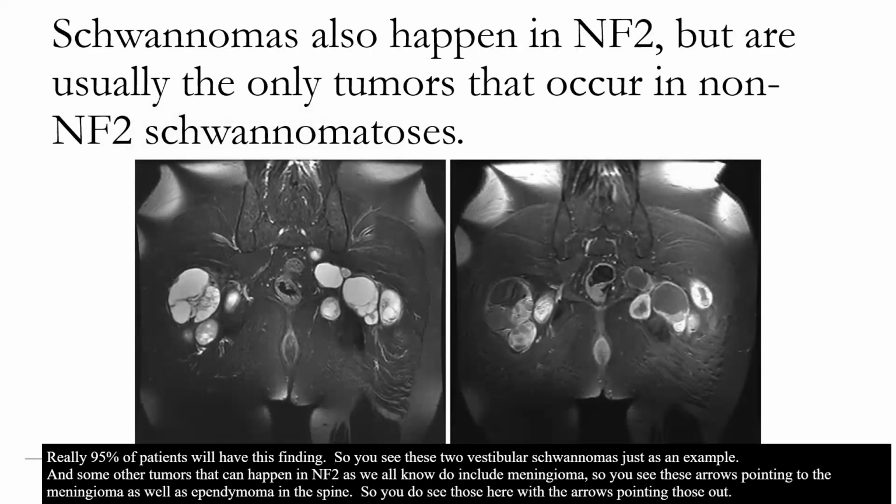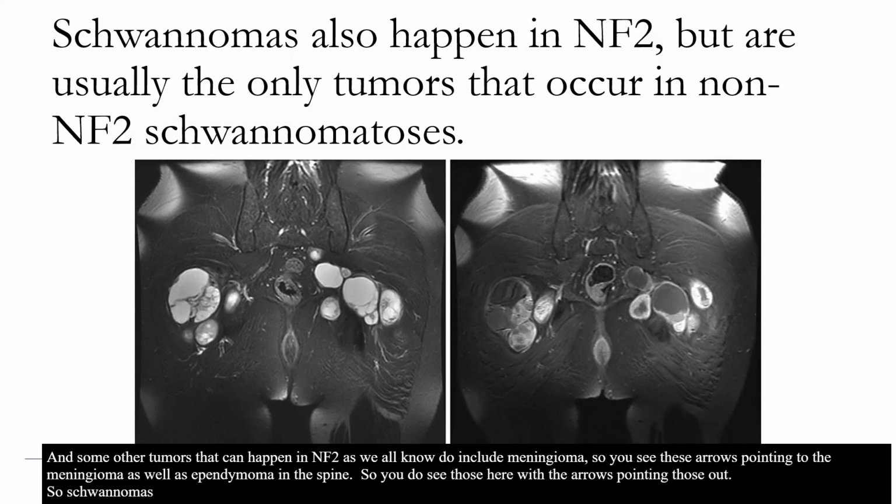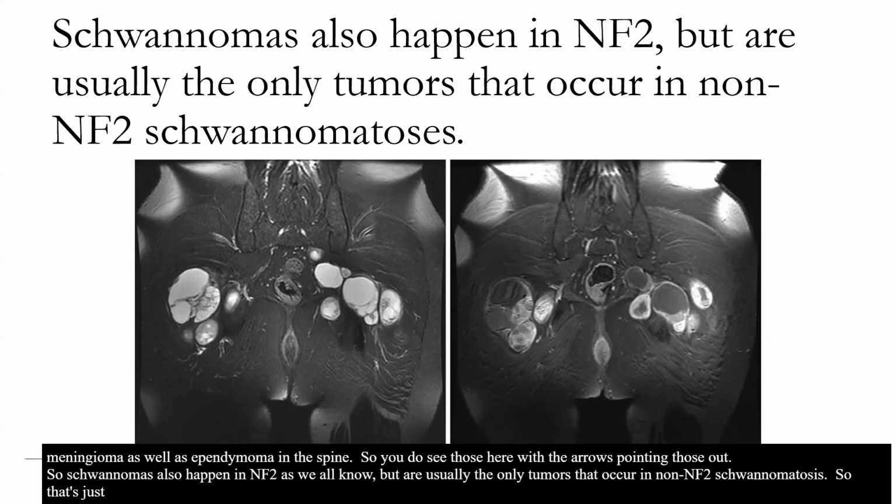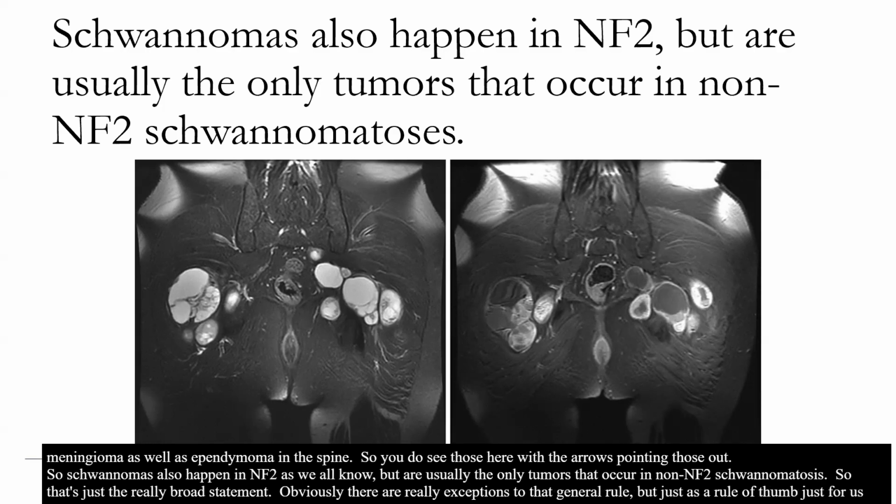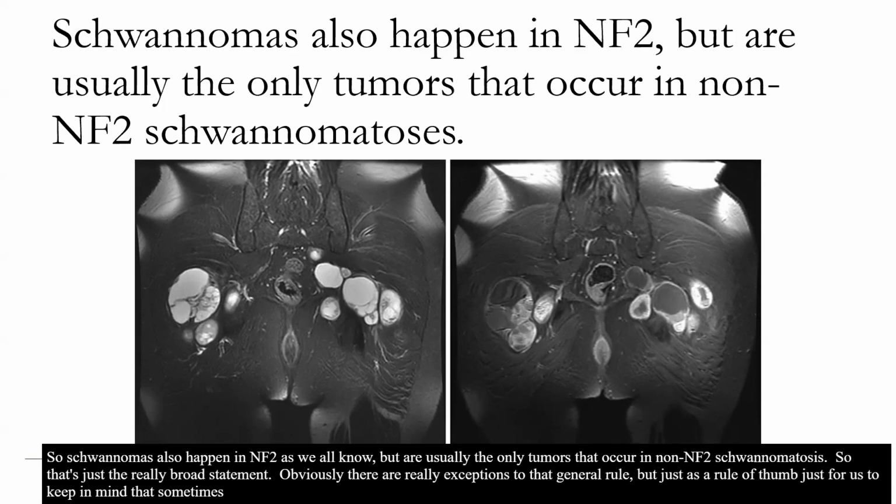Schwannomas also happen in NF2, as we all know, but are usually the only tumors that occur in non-NF2 schwannomatoses. That's a really broad statement. Obviously, there are exceptions to that general rule, but just as a rule of thumb for us to keep in mind, because sometimes we get questions from patients like, I have this LZTR1 related schwannomatosis, but I'm hearing that my friend who has NF2 related schwannomatosis has all these different other types of tumors. Can I develop it? Could it happen?